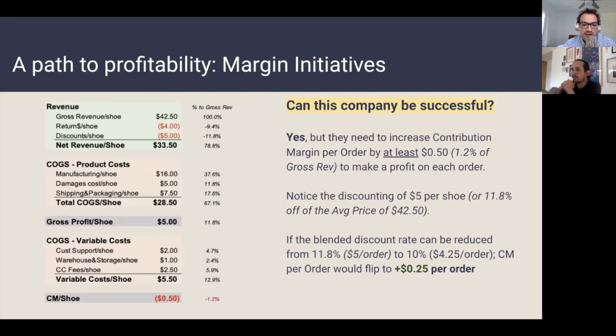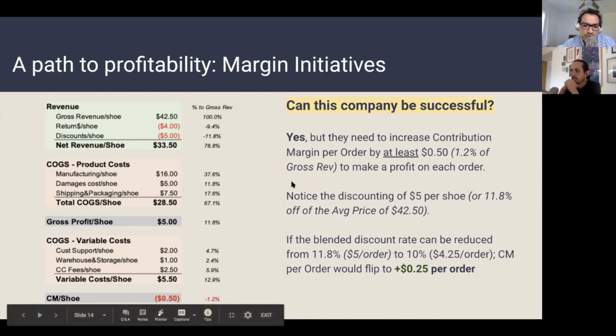And in this example where the company right now is losing 50 cents per order, what do they need to do to make money on each order? Make 50 cents more than they are today, right? So somewhere in these unit economics, they need to shave off 50 cents from the manufacturing cost of $16 or 50 cents from the damage cost. Somewhere they need to improve that unitary measure by 50 cents, right?